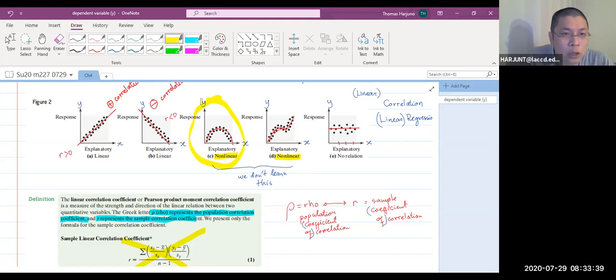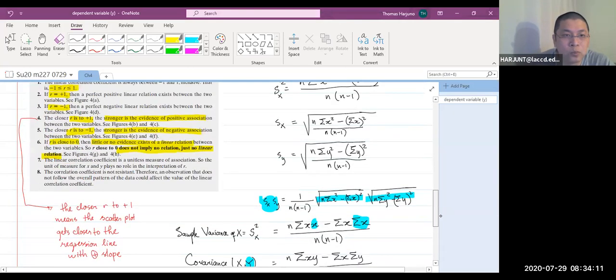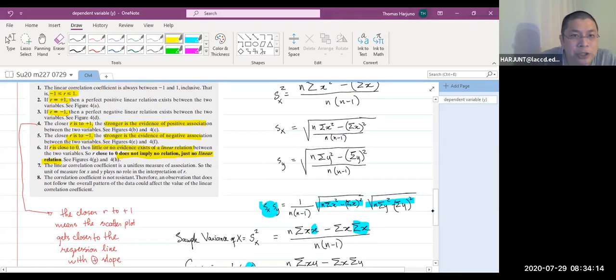So the linear correlation coefficient R that we compute tells us if we have a strong association of linear regression. You may have a regression that is not linear, and R is very close to zero in that case. Linear correlation is unitless and non-resistant.